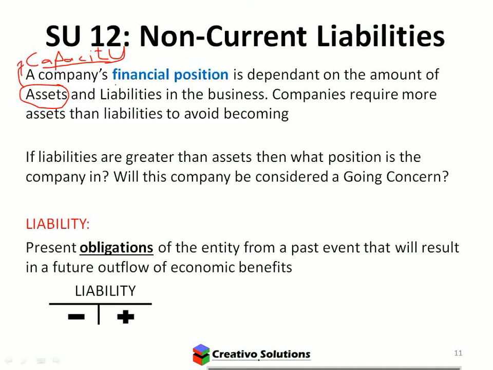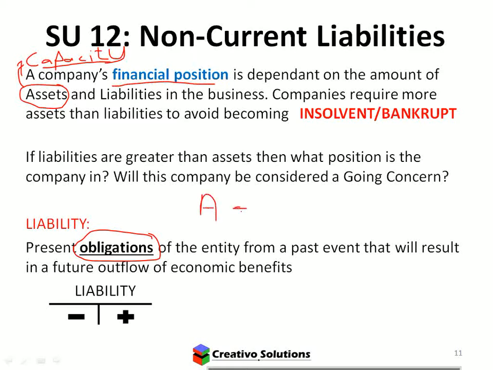Right, so if I'm looking at a liability, we know that a liability is what? An obligation. That's the most important thing to remember. If liabilities are greater than assets, are we in a good position? Definitely not. So companies need to avoid becoming insolvent or bankrupt. And this is looking at that whole idea of a financial position.